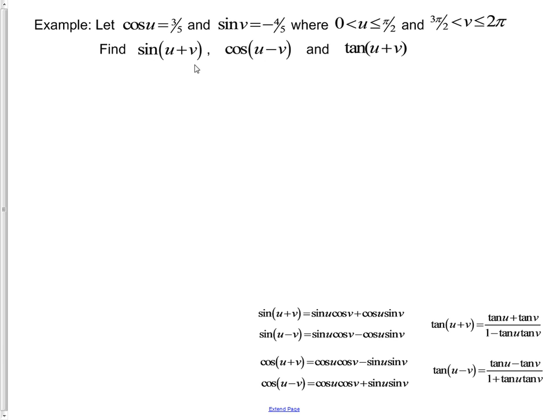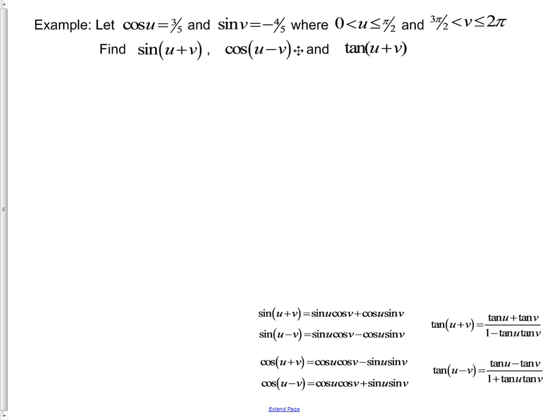And this is a typical kind of question that we're asked. We might be told, let's say we know that the cosine of u is equal to 3/5 and that the sine of v is equal to negative 4/5. And we are specifying that u is an angle in the first quadrant and that v is an angle in the fourth quadrant. We might be asked to find the sine of u plus v, the cosine of u minus v, and the tangent of u plus v. So how do we do it?